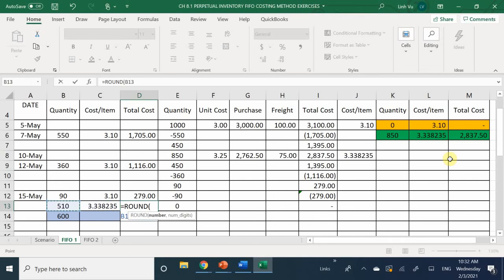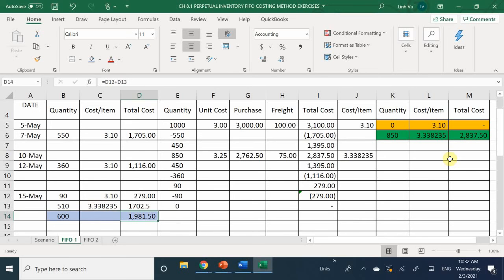If you guys remember, it's equal round, parenthesis. You're going to enter in your formula. So I'm going to do my quantity times my cost per item, comma, how many decimal points you want. I want 2. All right? And you can either close your parentheses or press enter, and I should get 1702.50. Is that right? 1702.50? Yeah, because they're rounding it up. Yes. Good. All right, and I'm gonna show that.